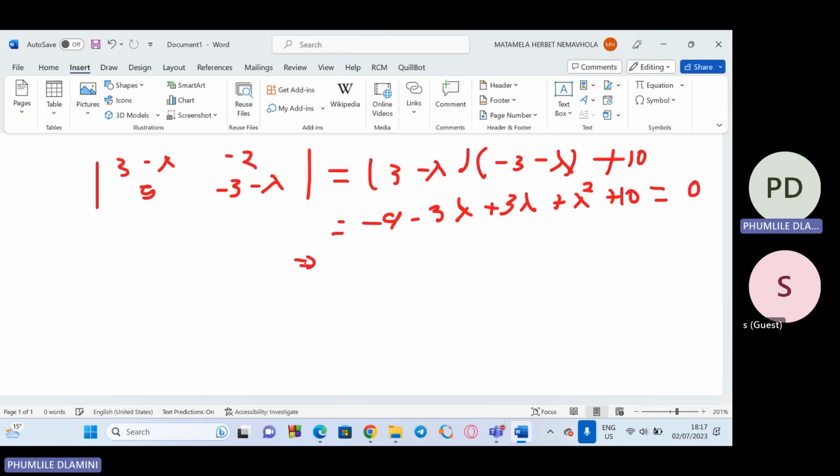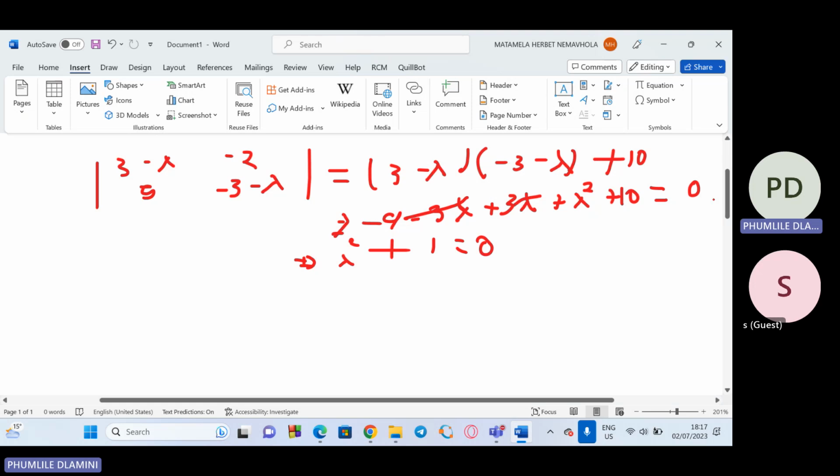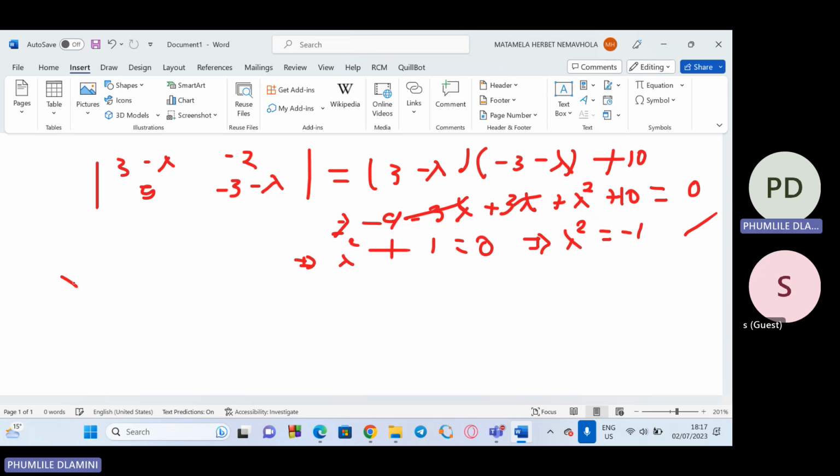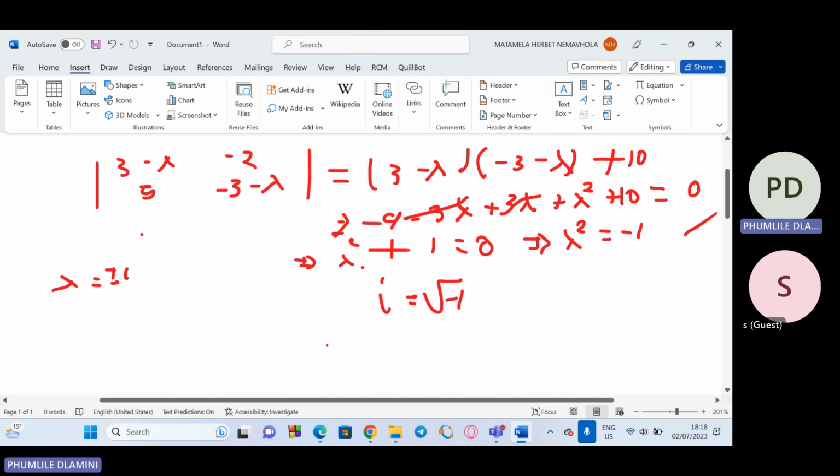So if we simplify this, we're going to have lambda squared. Negative 9 plus 10 is going to give us 1. This will cancel with this one. Then we're going to be left with plus 1, which is equal to 0. So when we're left with that, then our lambda squared here, if we take 1 to the other side, is going to be negative 1. So we're going to have lambda squared equals to -1. So when we take the square root of both sides, then we're going to have lambda equals to plus or minus i. The square root means that i equals the square root of -1. So we're going to have plus or minus i.